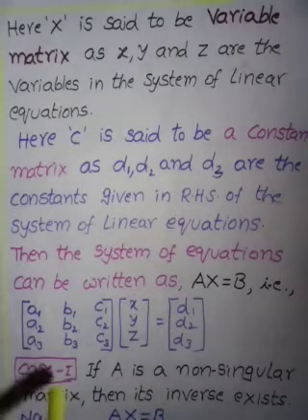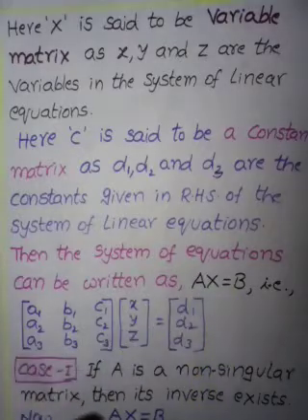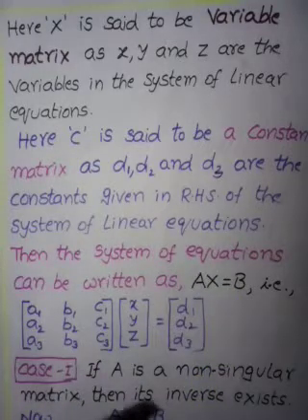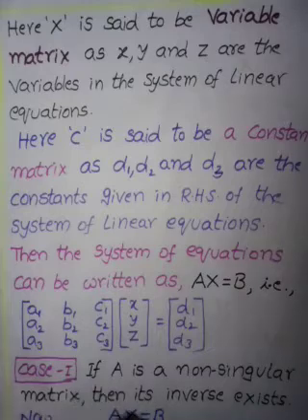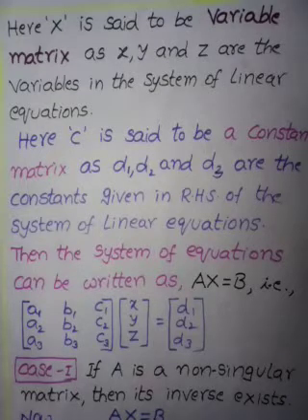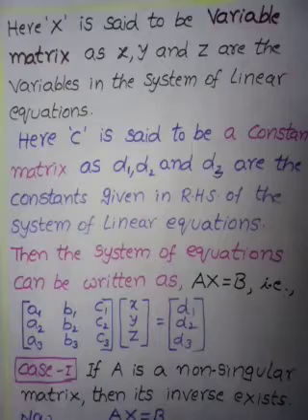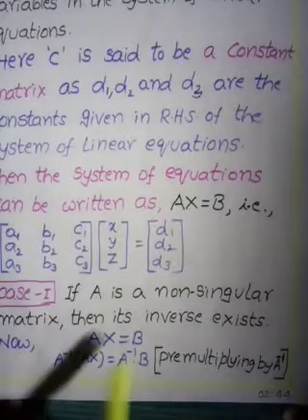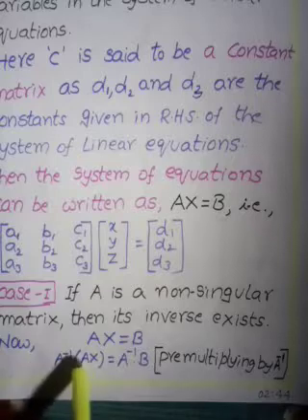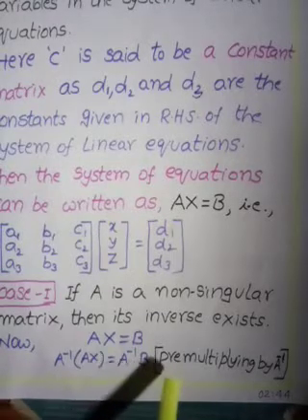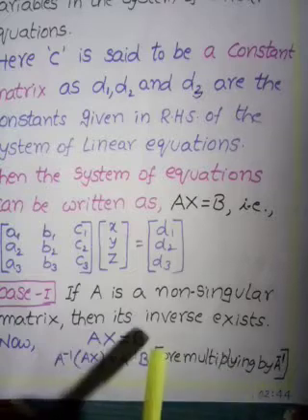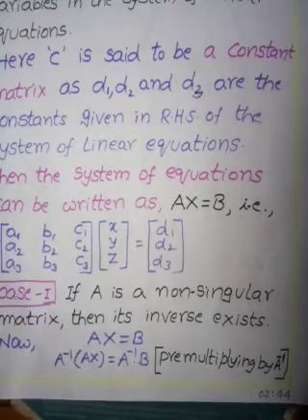Now in this case we take this matrix equation, Ax = B. On both sides we multiply by A inverse, pre-multiplying, meaning A inverse goes first on both sides. So A inverse into Ax is equal to A inverse into B. Understood this equation, my dear children? A inverse of A into X is equal to A inverse into B, by pre-multiplying the above equation by A inverse.